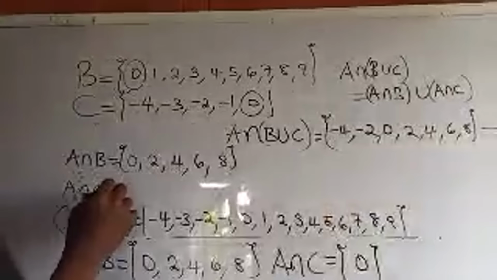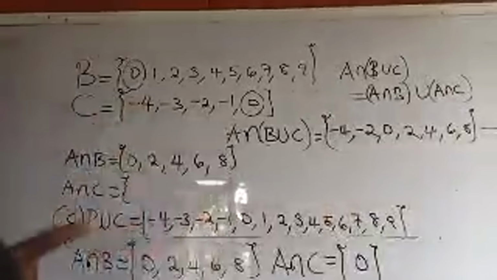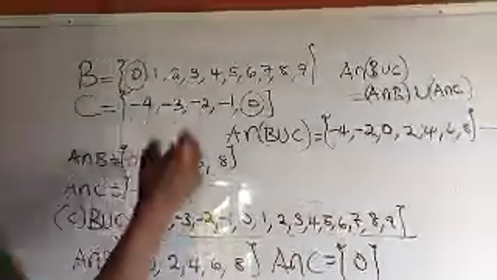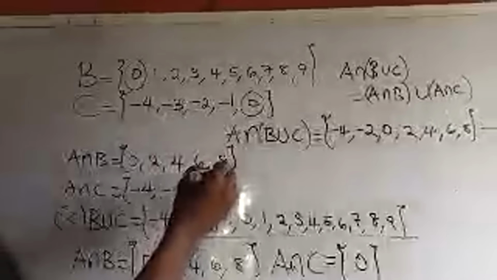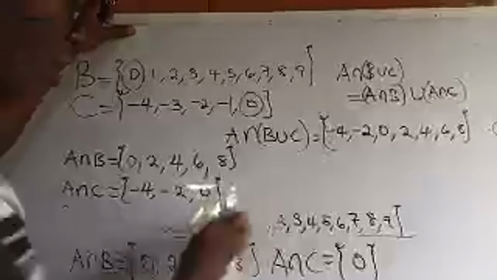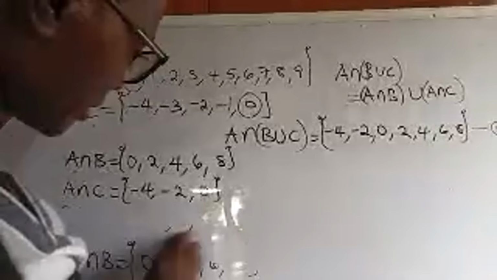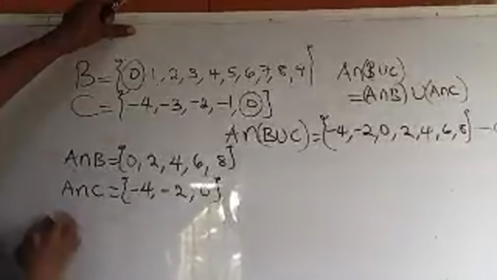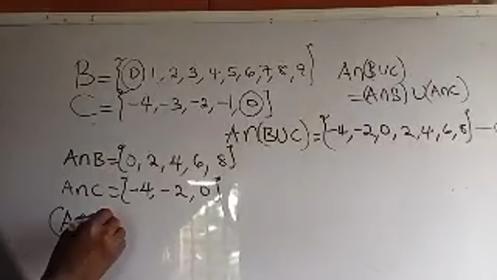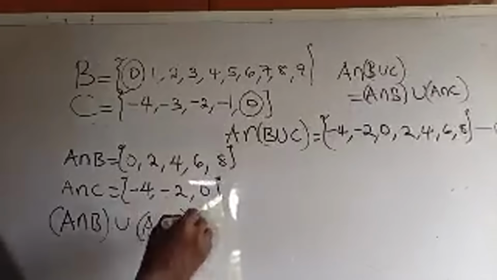A intersection C. Remember A is a set of what? Even numbers, both what? Negative and positive. We have -4, we have -2, and we have 0. Beautiful. Now, let's bring them together and see whether they will be equal in result to what we obtain in equation 1. A intersection B union A intersection C.